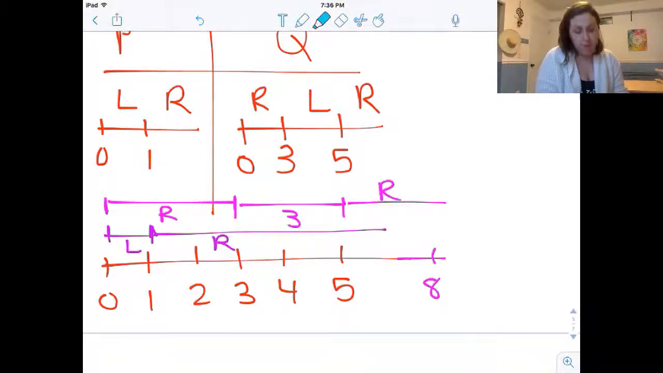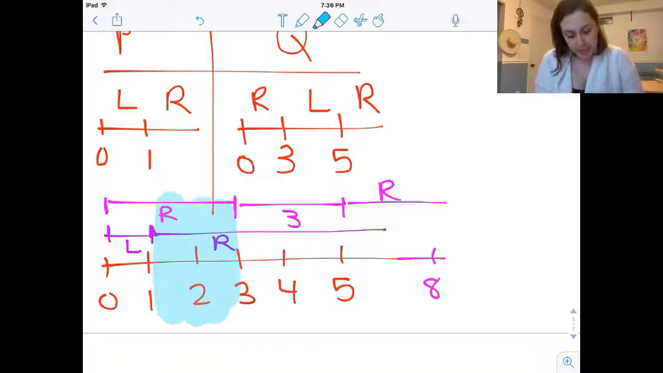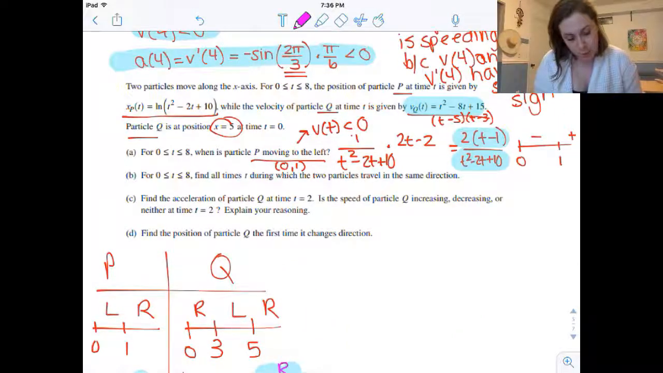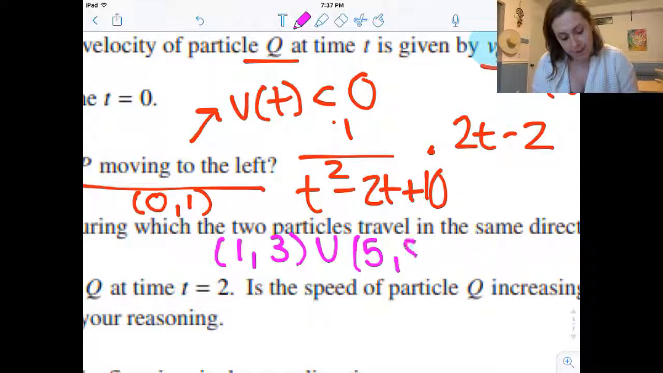So where are they moving the same direction? Definitely between 1 and 3, they're both moving right. And between 5 and 8, they're both moving right. So my answer to part B, when are they traveling in the same direction, would be from 1 to 3 and from 5 to 8.